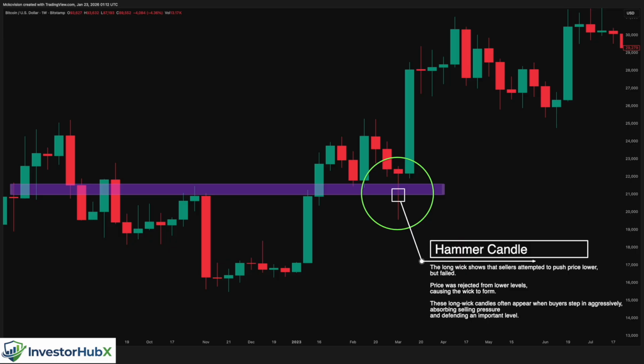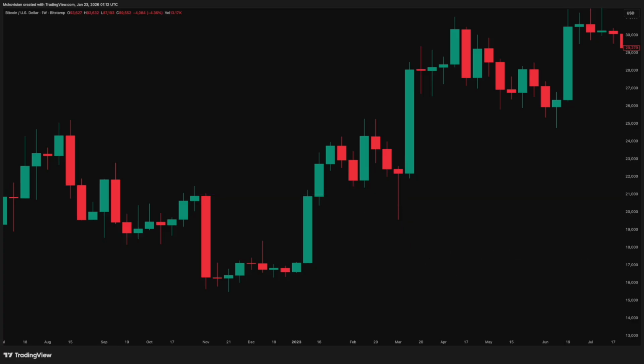So what does a long wick candle tell us in terms of price action? The long wick shows that sellers attempted to push price lower, but failed. Price was rejected from lower levels, causing the wick to form. These long wick candles often appear when buyers step in aggressively, absorbing selling pressure and defending an important level.